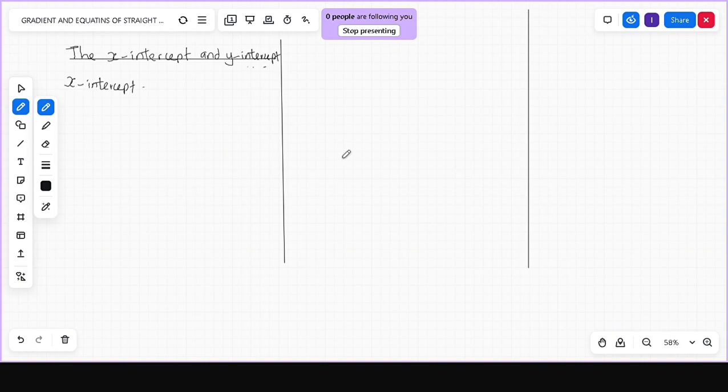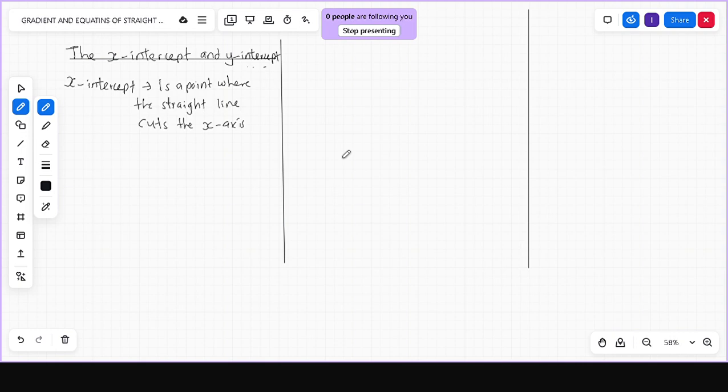this is the point where the line cuts a given straight line or a curve. It's a point where the straight line cuts the x-axis. So the horizontal axis, we've got the vertical axis and the horizontal axis. So where a given straight line or a curve cuts the x-axis is what is called the x-intercept.